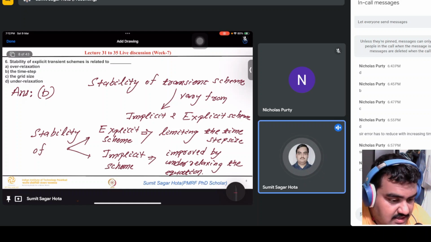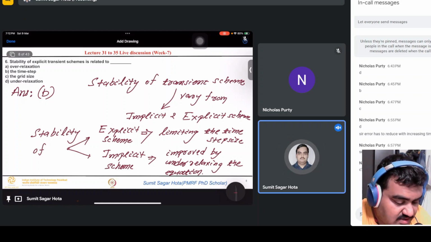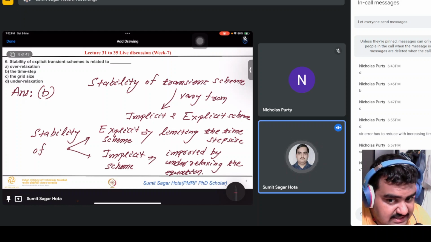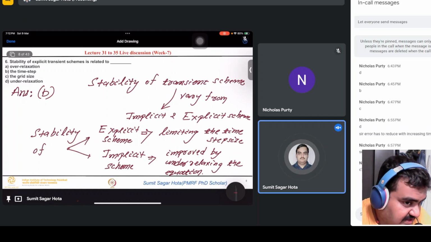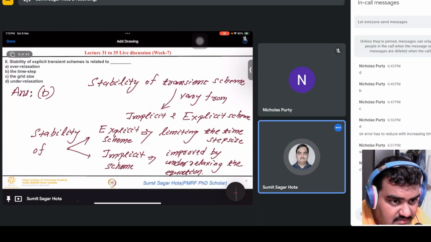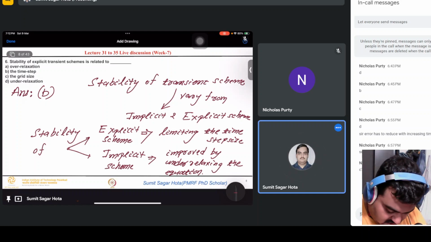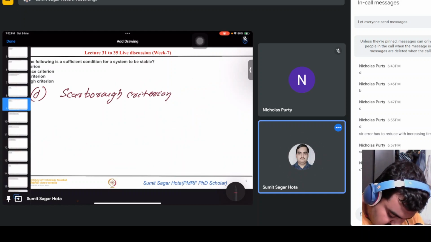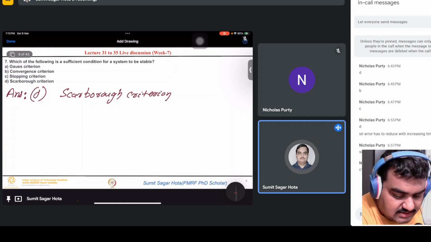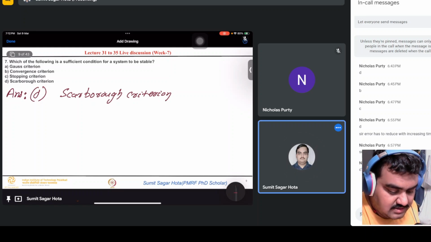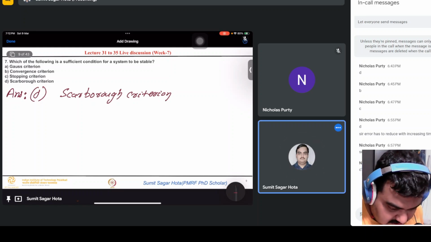There is a comparison, maybe explicit and implicit scheme. Tell me which type of scheme will need more importance in grid size. There you can write down, okay, in implicit scheme we have more importance of grid size. If they frame this type of question, then grid size is important. So this question is straightforward. If you know the criterion, then only you can answer the question. Scarborg criterion.